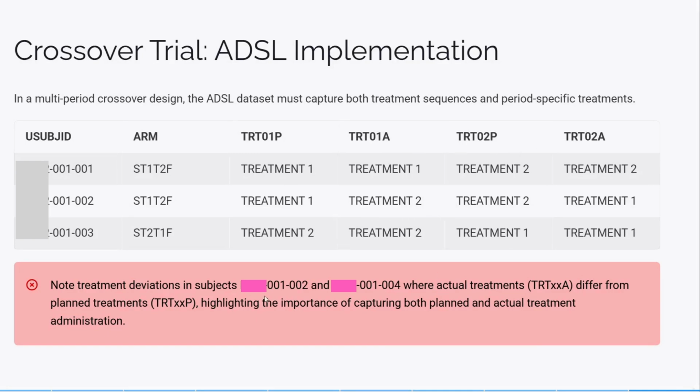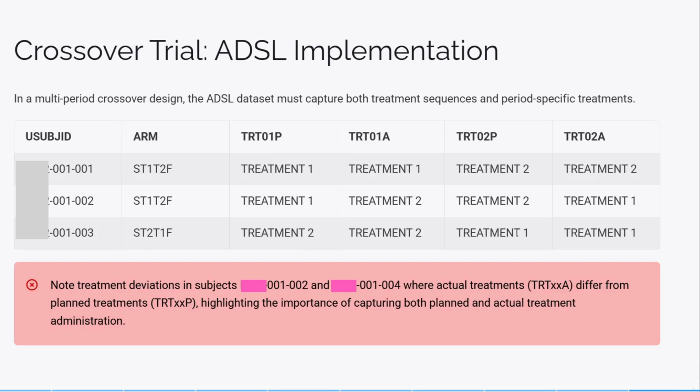There is no treatment deviation in some subjects, but you see here 002, and I don't have 004, where the actual treatments differ from the planned treatments, highlighting the importance of capturing both planned and actual treatment administration. Here they have given treatment 1, and here we'll have treatment 2, and here treatment 2, and here treatment 1. That is a kind of crossover study.